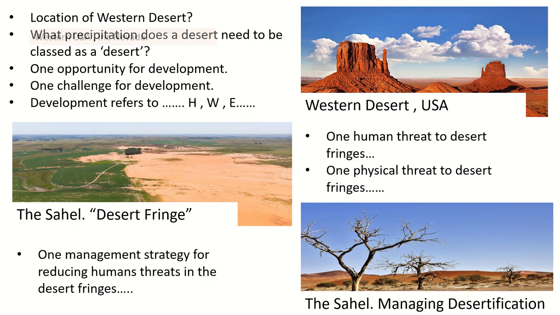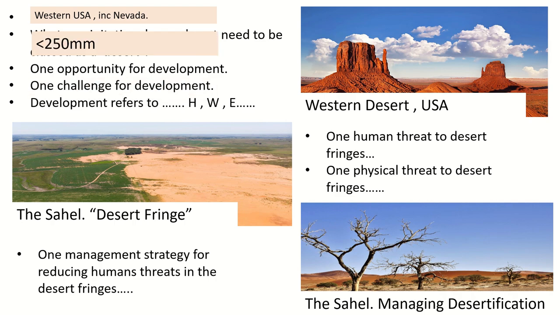So, the Western Desert is found in the Western USA, for example, Nevada. It's made up of several different deserts, including the Mojave Desert. To be classed as a desert, you have to have less than 250 millimeters of rainfall per year. In the Western Desert, we have tourism in Las Vegas, mining, solar power opportunities, all of which create multiplier effects.